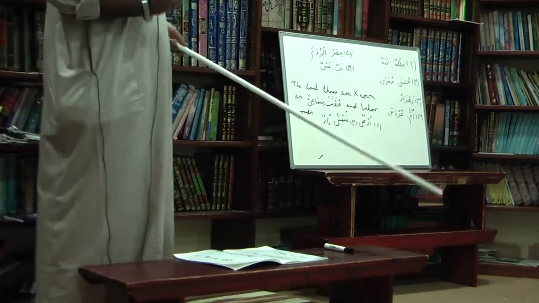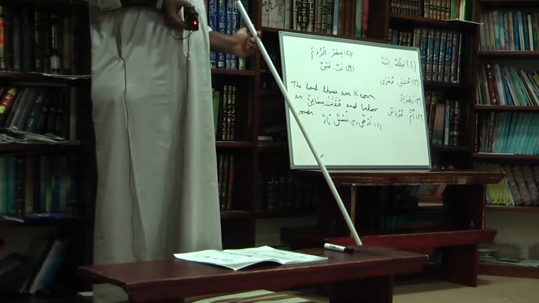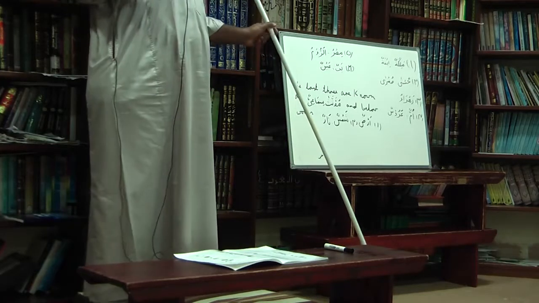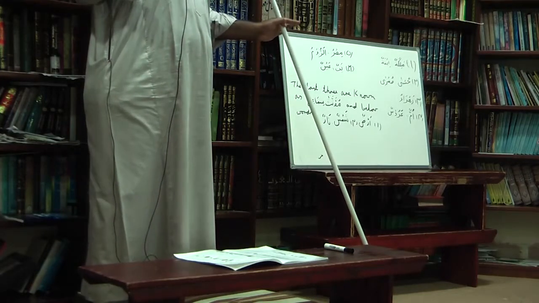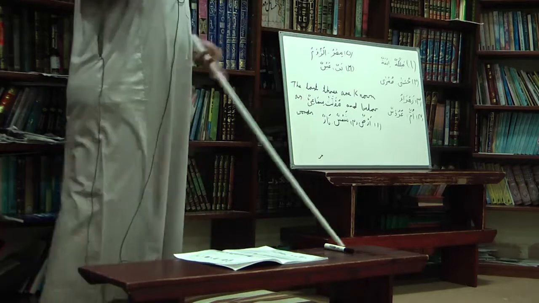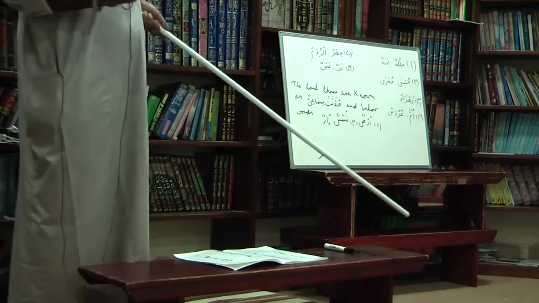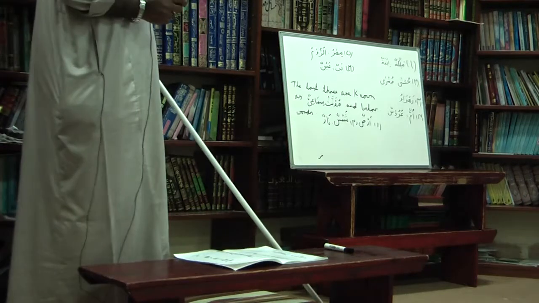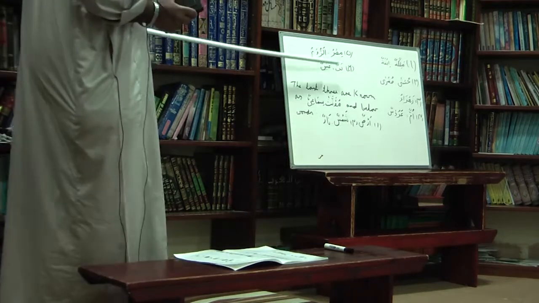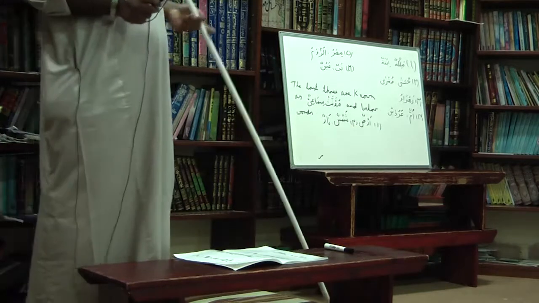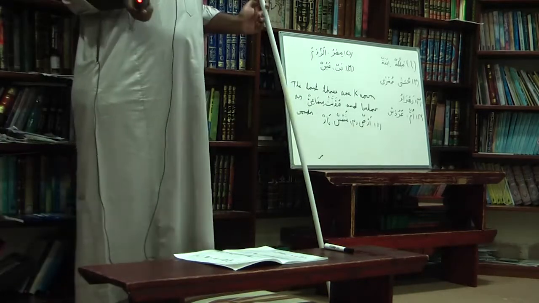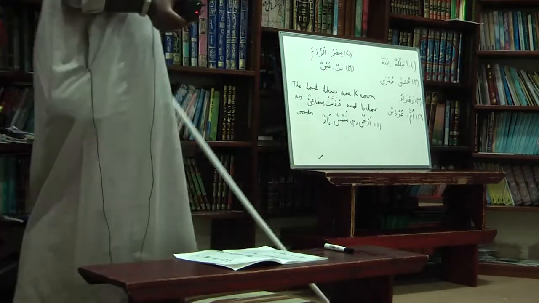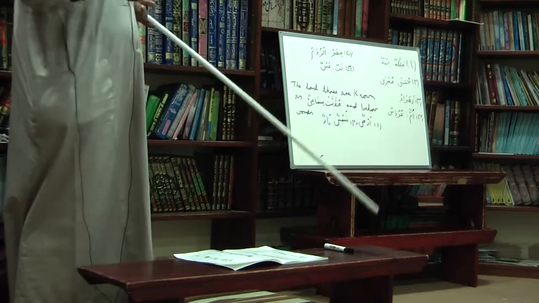Number 6. Remember we spoke about the parts of the body which come in pairs. Yadun. Normally you get 2 hands. Yeah? Unless you're gifted with another one. Aynun. Normally you get 2. Unless you're Dajjal, you only got 1. Okay? And all other body parts.